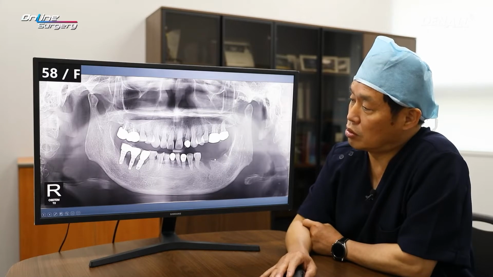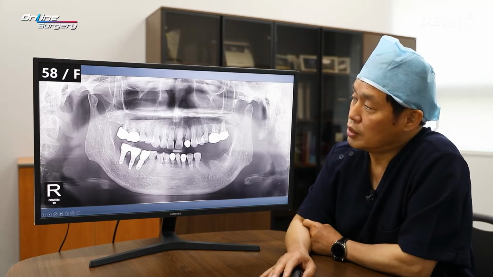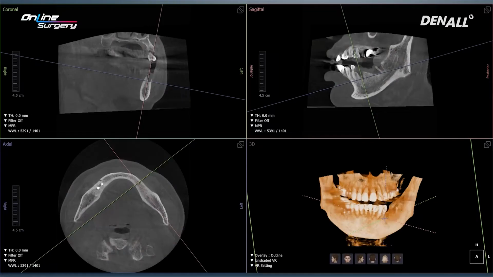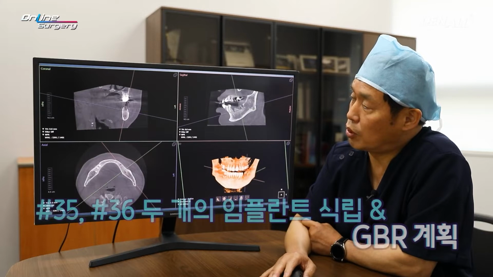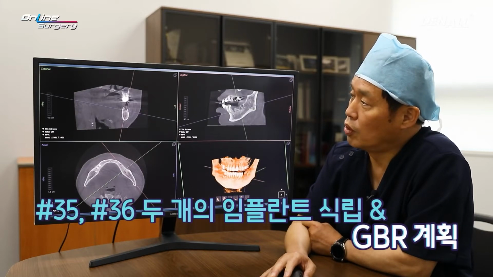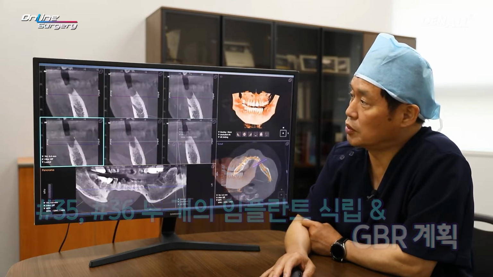And in the case of this patient, she wanted surgery, and I planned for OneGuide surgery. Looking at CT, in number 5, in the extracted area, alveolar bone on the buccal side, there's a lot of resorption. Number 6 was already missing. Number 7 was tilted. In that area, two implants were planned. Distance was going to be made between number 5 and 6. And in the area with resorbed alveolar bone, GBR was planned.